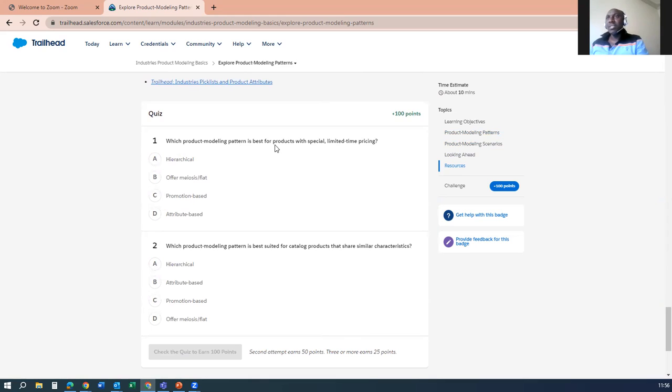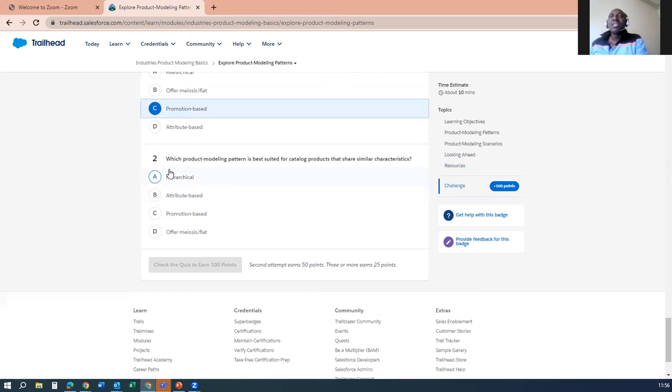Which product modeling pattern is best for products with special limited-time pricing? We have hierarchy, offer, flat, promotion-based, and attribute-based. I see here promotion-based might be the right answer. The next one says, which product modeling pattern is best suited for catalog products that share similar characteristics? The first answer is hierarchy, then attribute-based, promotion-based, and offer.